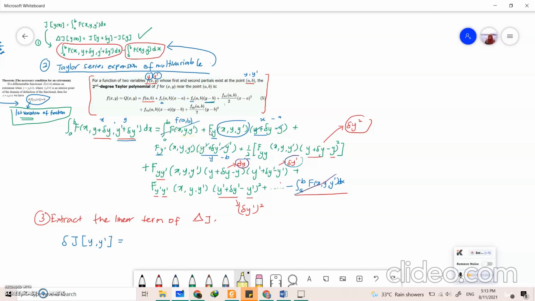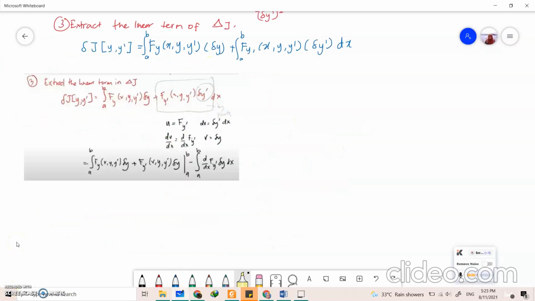As we can see, we want to extract the linear term here. We need to find only the linear part. So this is eliminated already. This one is delta y. This one is delta y prime, still linear. This is delta y squared, not linear. This is delta y prime delta y, not linear. And this is delta y prime squared. So we have these two as the linear terms of increment J: f_y(x, y, y') delta y, plus f_y prime(x, y, y') delta y prime, and remember the integral from a to b here, integrating with respect to x.